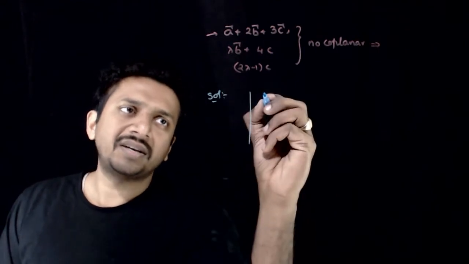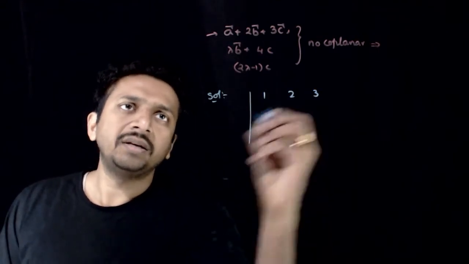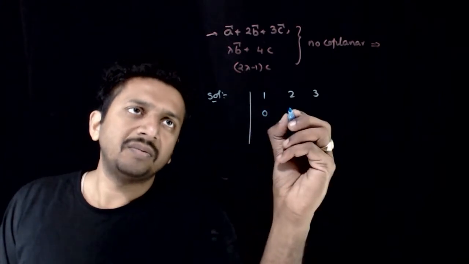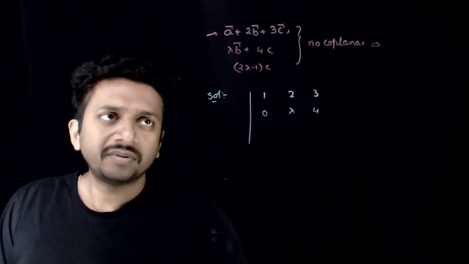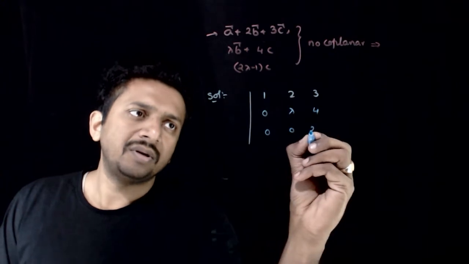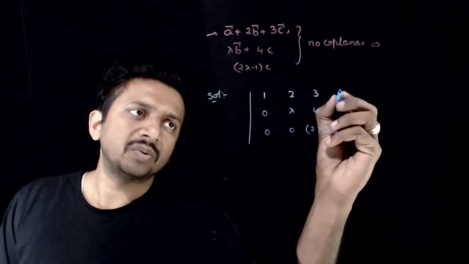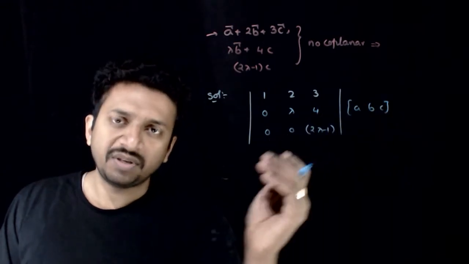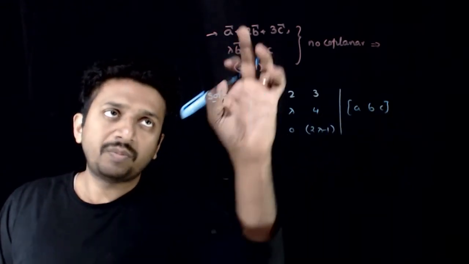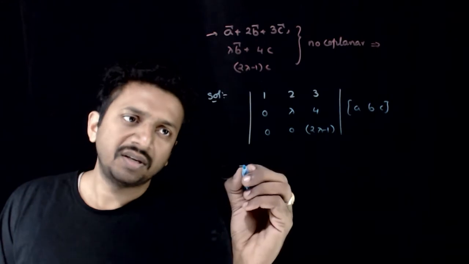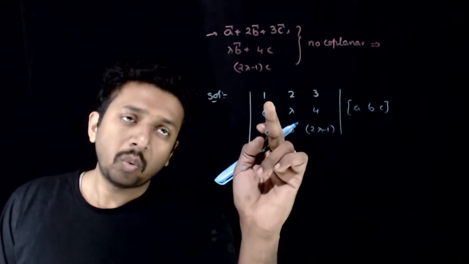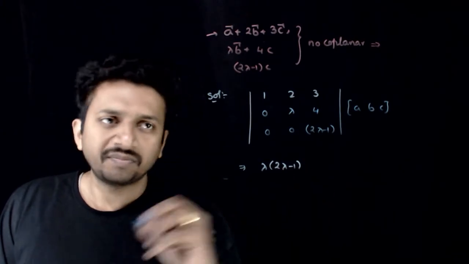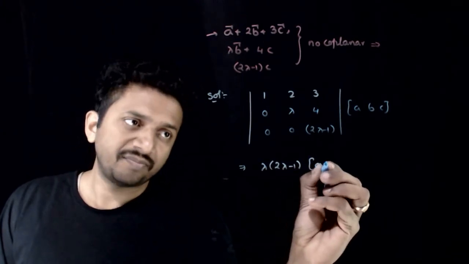The box of these three vectors is the determinant of 1, 2, 3, 0, lambda, 4, 0, 0, 2 lambda minus 1, times box of ABC. These are the coefficients of ABC in each of the vectors. So box of these vectors is equal to this. That is equal to 1 times lambda times 2 lambda minus 1 times box ABC.